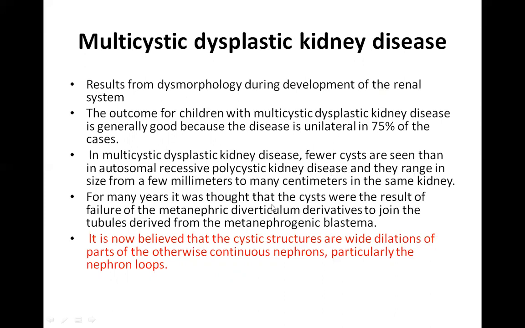It was believed that these cysts occurred when there was failure of fusion of the metanephric diverticulum derivatives with the metanephrogenic blastema. That is, the collecting tubule might not fuse with the DCT part of the metanephric blastema. But now it is believed that cystic structures are wide dilations of parts of the nephron, continuous nephrons, particularly the nephron tubes.